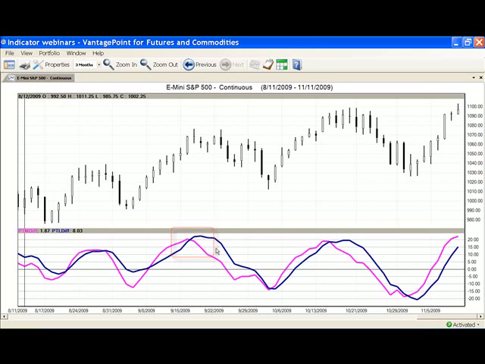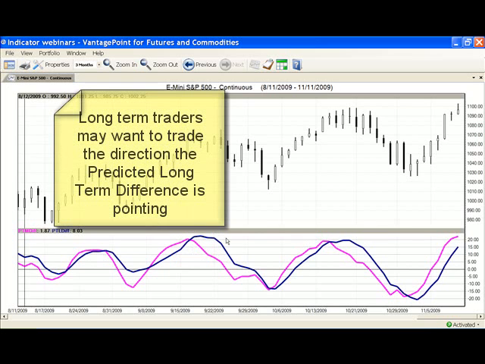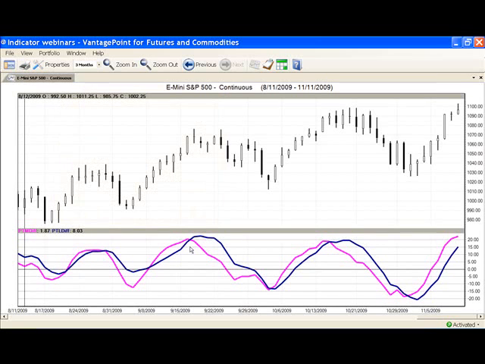Another thing to watch, the predicted long-term difference line, the dark blue line on this chart. That line is a key. If the market is going up, the long-term difference line is going up, and usually when you're trading, especially longer term, you want to be on the side of the long-term difference, whichever way it is pointing.